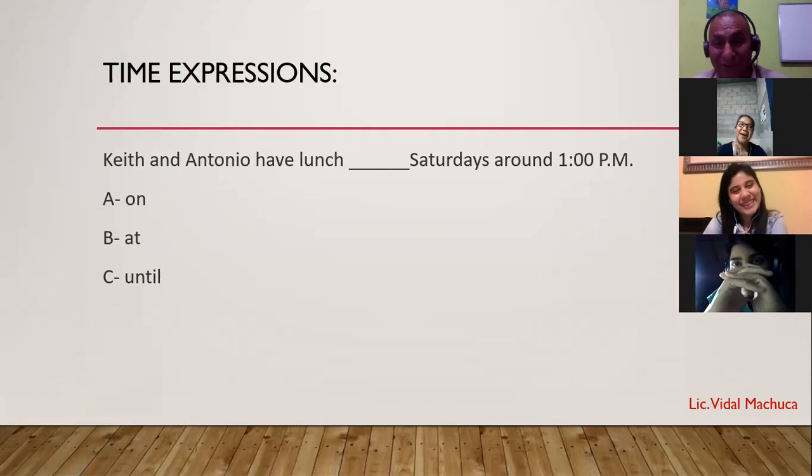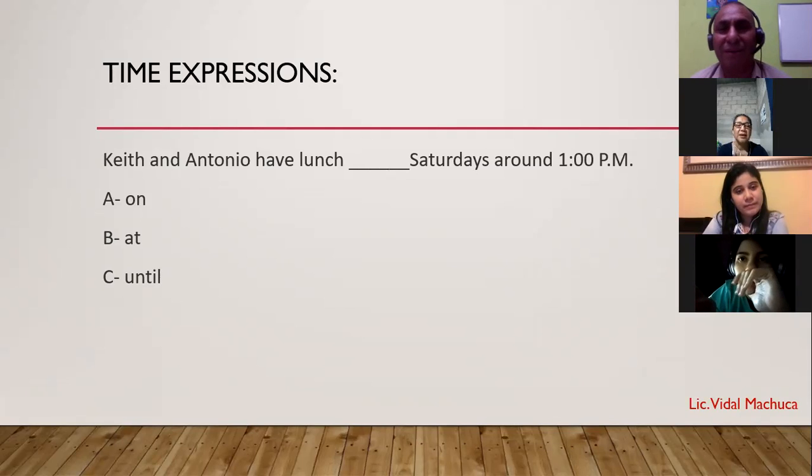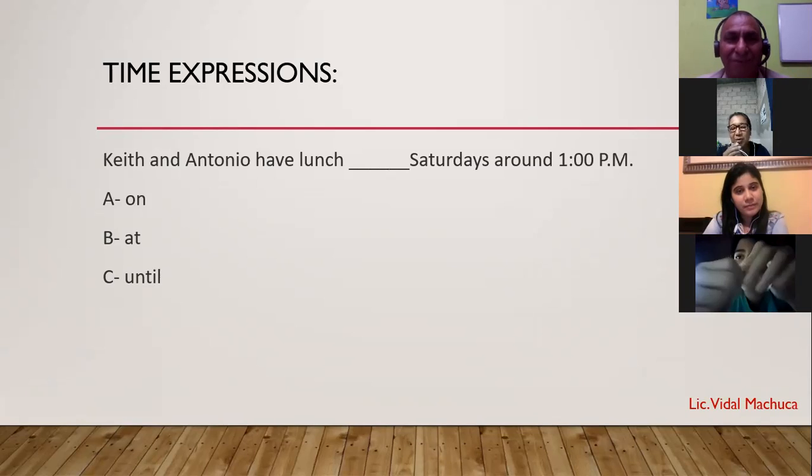Okay. Time expression. Keith and Antonio. ¿Quién es Keith? Nunca lo he visto, pero lo tengo ahí en la roster. Palomo. Bien, lo tengo ahí. Kate Palomo. It's Kate Palomo. It's a girl. Okay, yo decía. Yes, it's a girl.